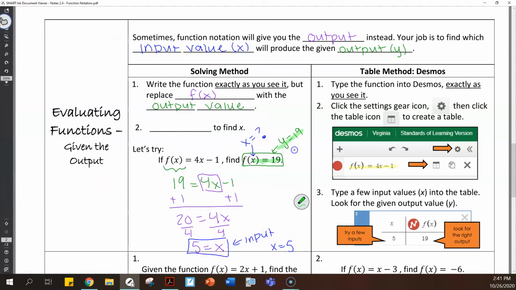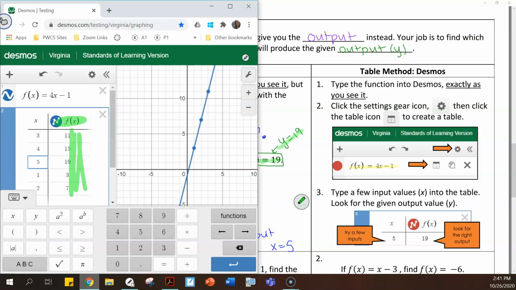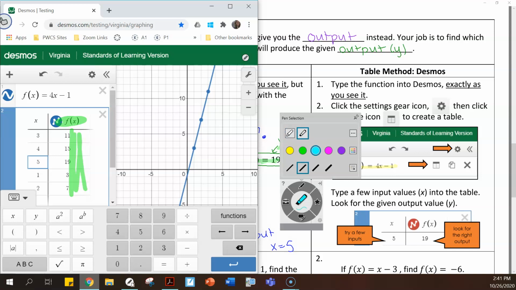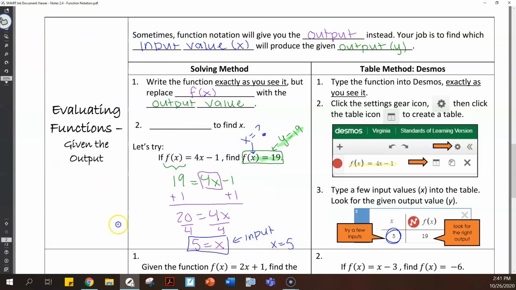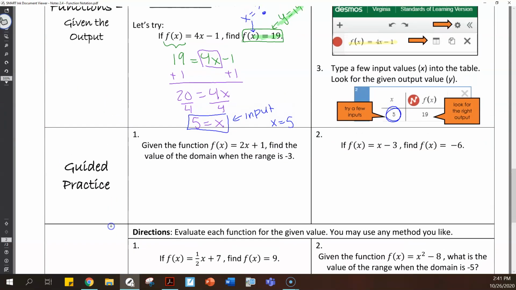Remember, they told me what I'm looking for. I'm looking for f of x to equal 19. So as I go through Desmos, I'm waiting to see 19 in that output value place. Okay, I'm looking for where f of x is 19. I found that when I plugged in x equals 5. So in this case, my input value is going to be 5. Okay, that will come with practice. But let's try a couple of these. I'm going to just do them in Desmos because we haven't quite solved yet in this class.